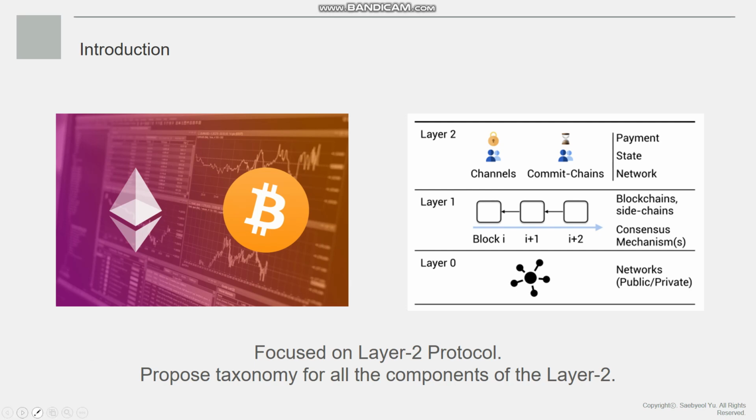The technical challenge of increasing the number of TPS of a blockchain system is urgent and is closely related to the inner workings of the system itself. It is common to divide the approaches to increase the TPS rate into three cases. Layer 0 is about the network infrastructure, Layer 1 is about the consensus protocol, and finally Layer 2 is about the off-chain channel or protocol. In this paper, the authors focused on Layer 2 protocols and propose a taxonomy for all the components of Layer 2.